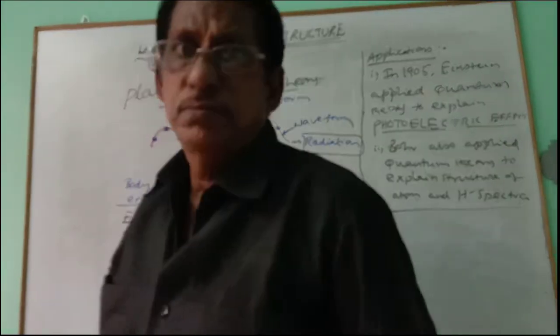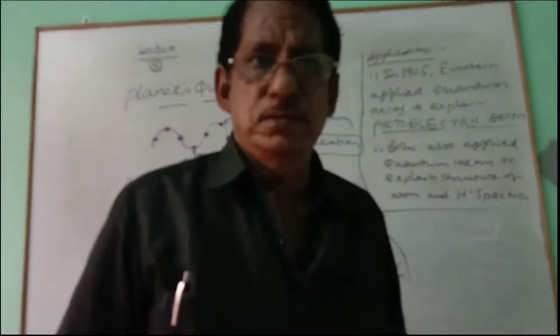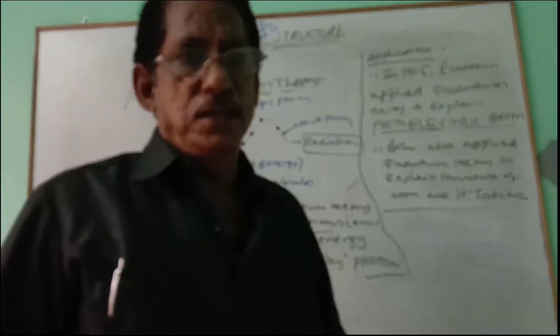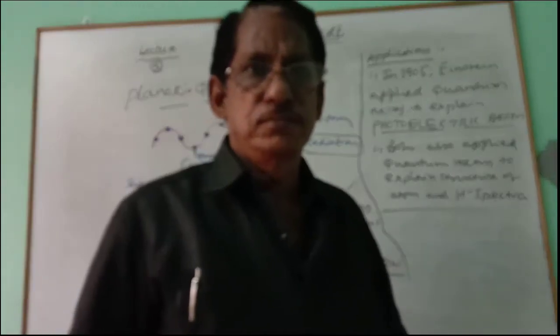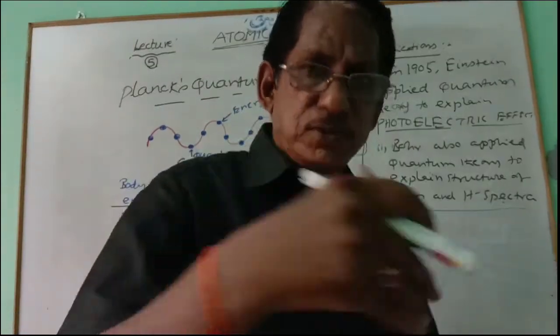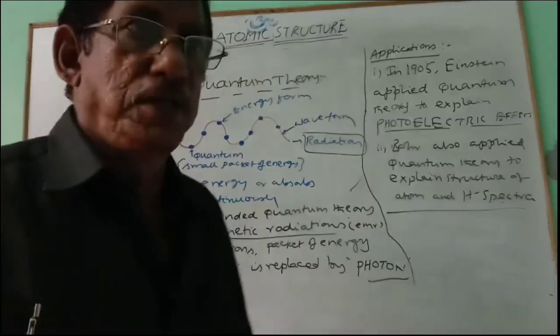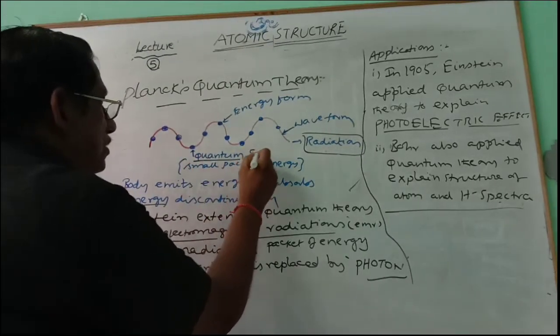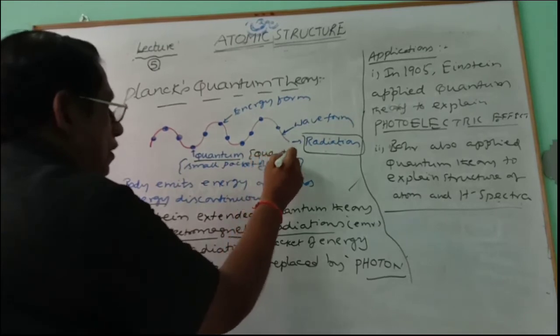In this way, radiation will be having both wave form, which is continuous, and energy form, which is discontinuous. Both the qualities are embedded in the radiation. Particularly, this is black body radiation. Now, this is quantum, of course, plural is quanta. Quanta is plural.